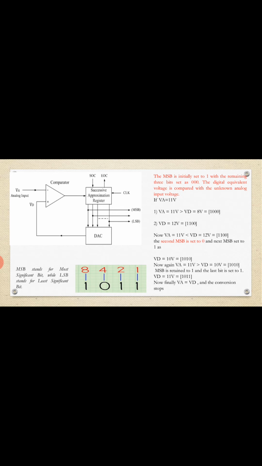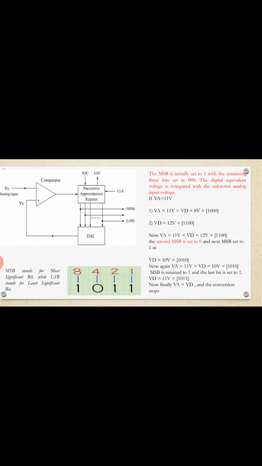Next, it will be given to the DAC. In between there will be an MSB and LSB. MSB stands for most significant bit, while LSB stands for least significant bit. On the left hand side is the MSB, and on the right hand side is the LSB. The MSB and LSB are the digital bits given to the DAC. The DAC does digital to analog conversion, and its output is given as the input to the comparator, VD.